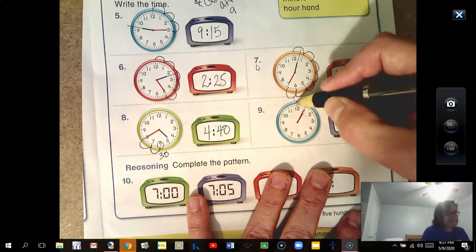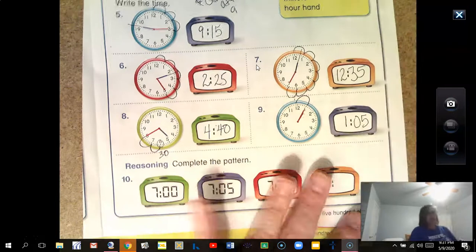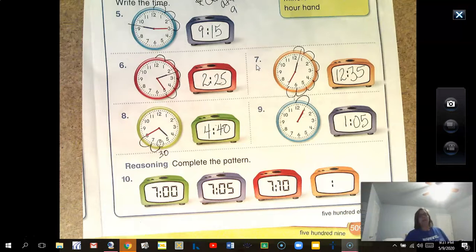So we start at the 12 and count over. And what do we get? 5. So we have to put 05, because if I just put a 5, it would look like 150, and that's not correct. All right? We always have to have 2 digits there for the minutes.